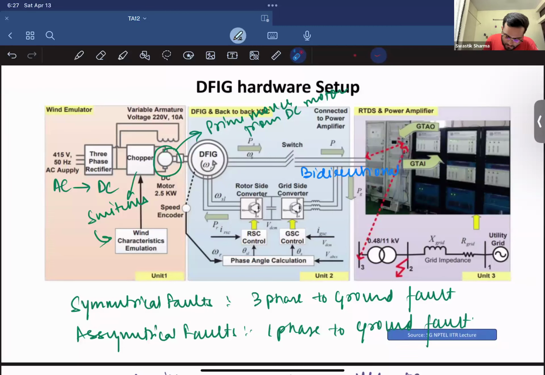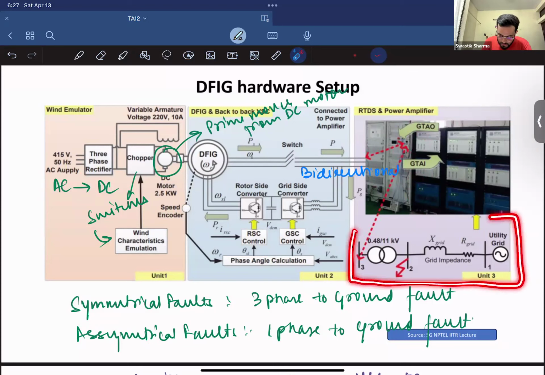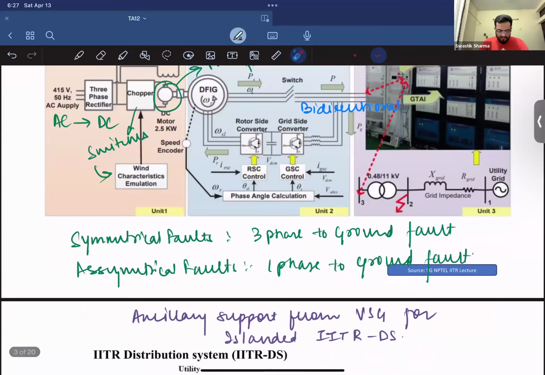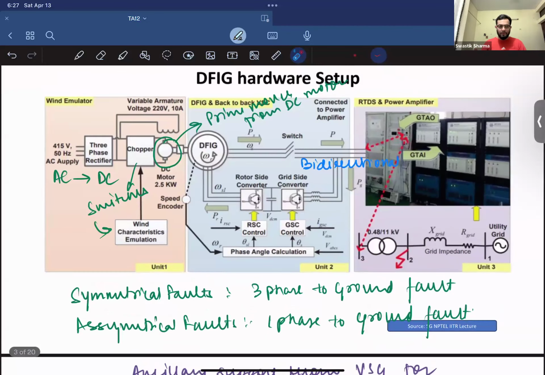So after that, what it does is it's connected to this power amplifier, which is then simulated using these RTDS racks using GTO and GTI pins, and in the RSCAD software your network is being maintained. So the analysis is to check how your DFIG would react to your three-phase to ground faults and one-phase to ground fault.